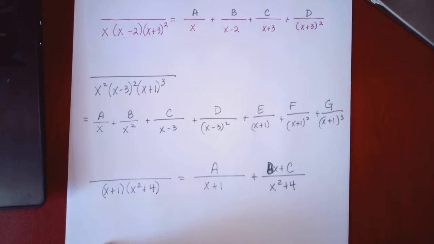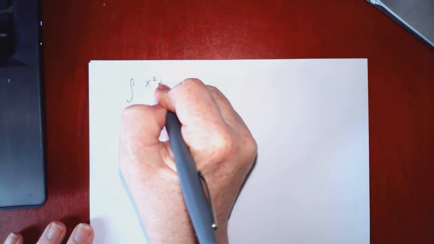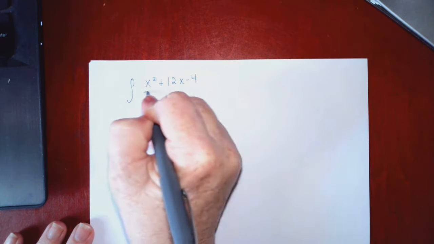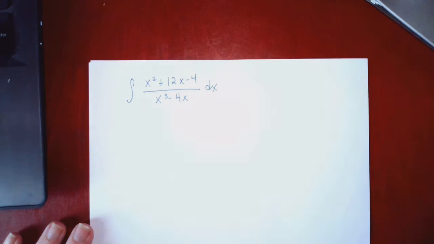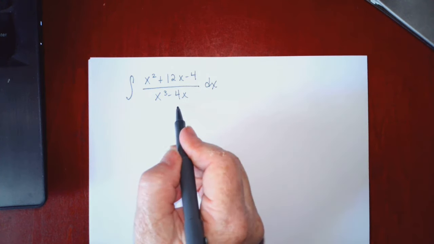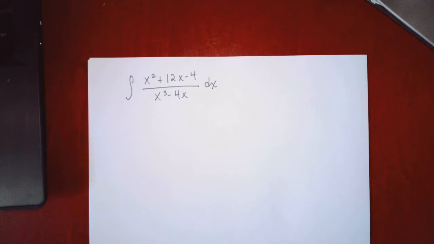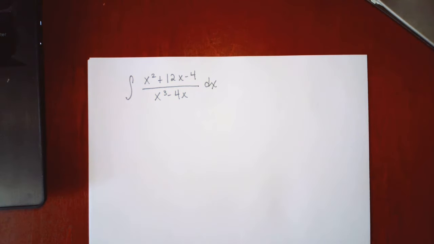Okay, so I want you guys to take this fraction and just write down what you think the decomposition looks like. And then we'll compare and see if we can figure out what it is. Okay, so the integral will be x squared plus 12x minus 4 over x cubed minus 4x dx. So the very first thing you're going to want to do is factor that denominator and then set up a decomposition equation. So that's as far as I want you to get: factor the denominator and set up a decomposition equation, and then we'll compare.